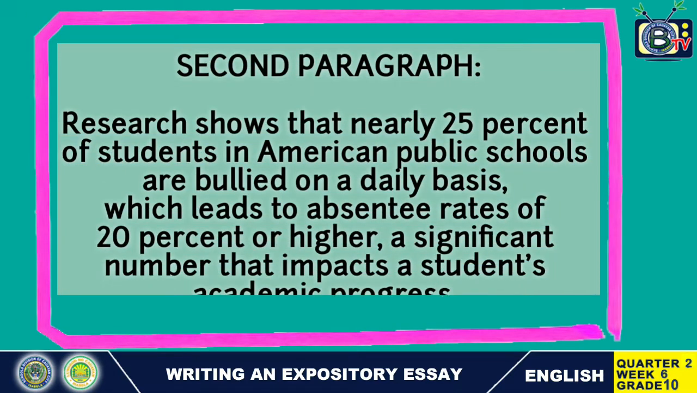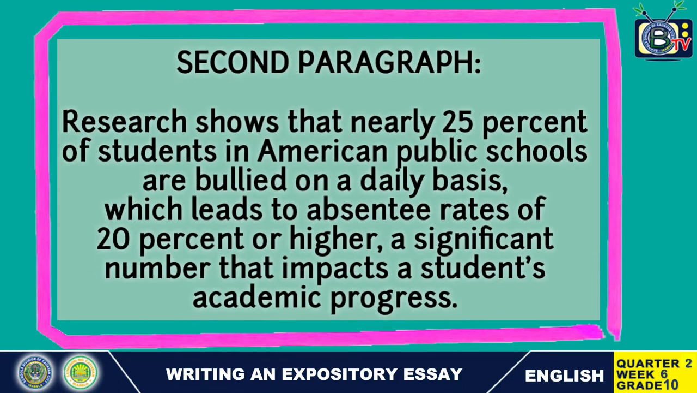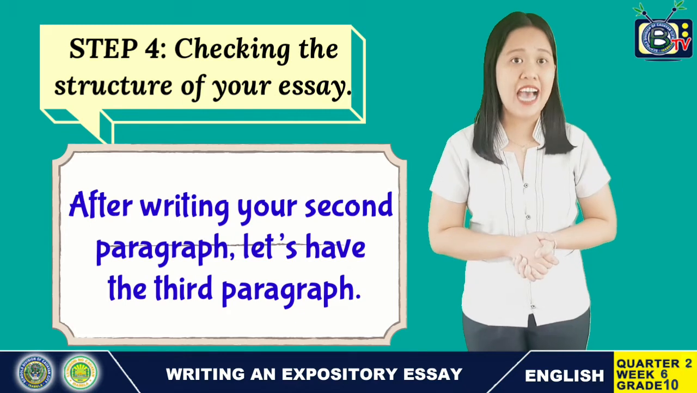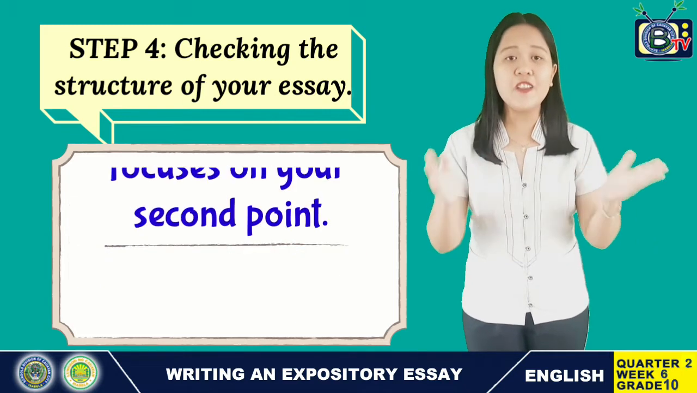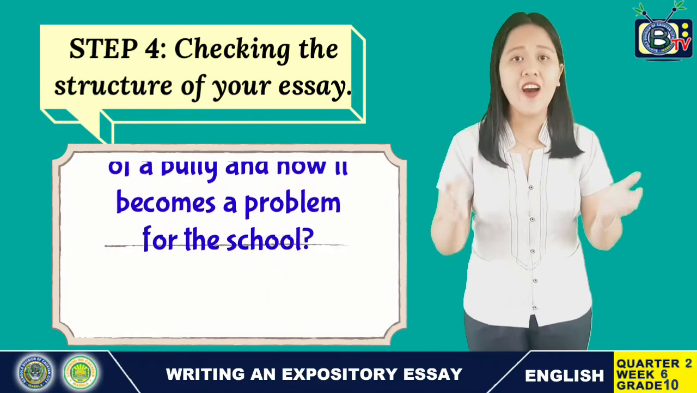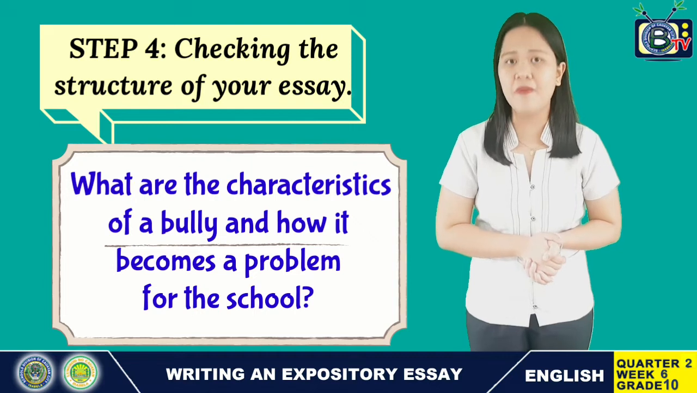It goes this way. Research shows that nearly 25% of students in American public schools are bullied on a daily basis, which leads to absentee rates of 20% or higher, a significant number that impacts a student's academic progress. After writing your second paragraph, let's have the third paragraph. Your third paragraph focuses on your second point. What are the characteristics of a bully and how does it become a problem for the school?